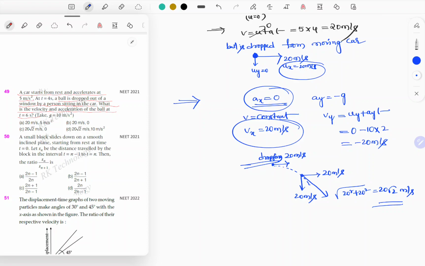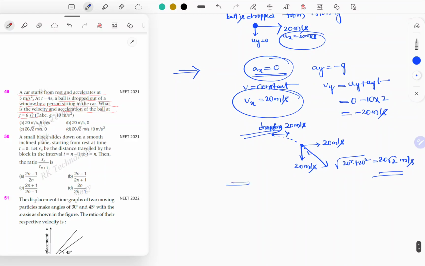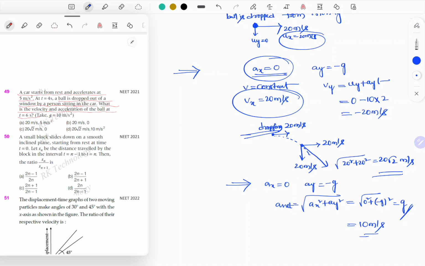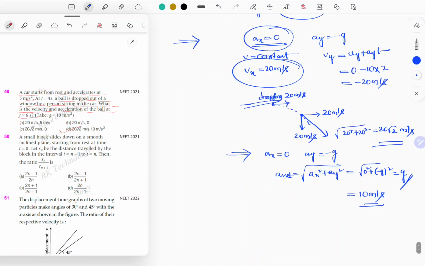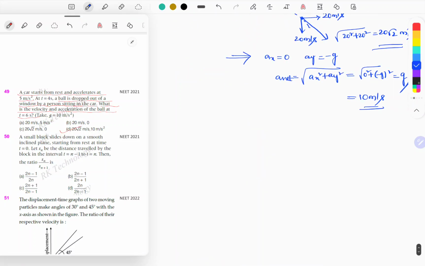Next thing they're asking, acceleration of the ball at t is equal to 6 seconds. See, acceleration is not going to change. Horizontal acceleration is equal to 0, vertical acceleration is minus g, net acceleration is equal to root of ax square plus ay square, which is equal to root of 0 square plus minus g square, which is equal to g only. Which is equal to 10 meter per second square. Which option matches? Option D matches perfectly. So try to understand and go through it once again.